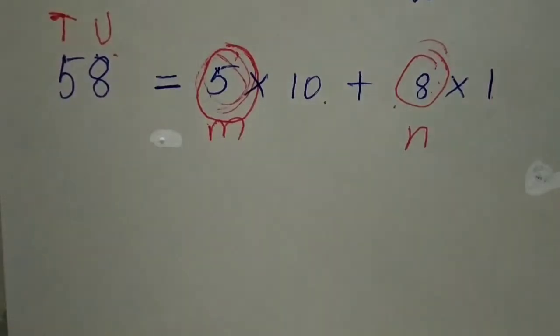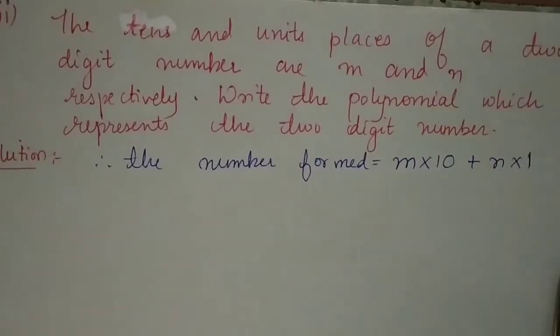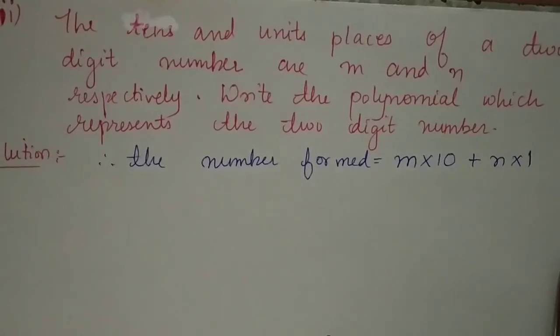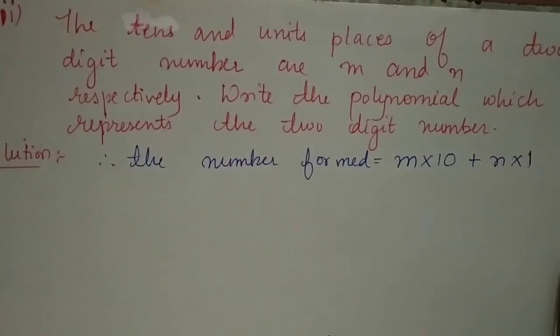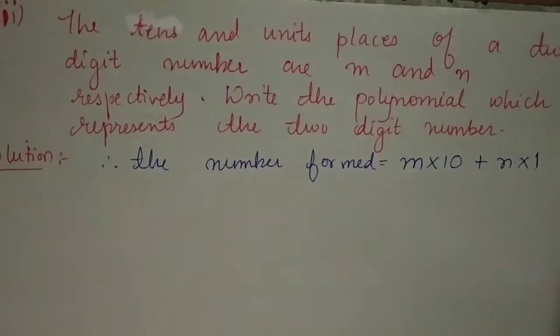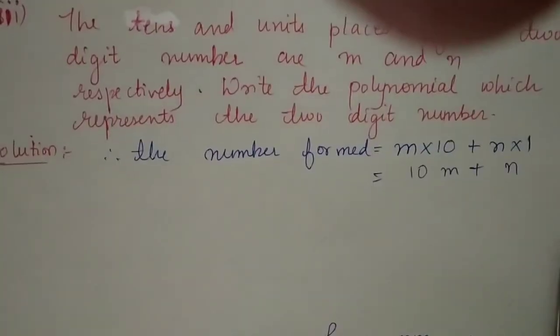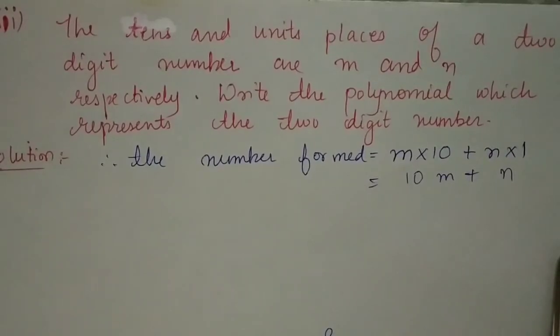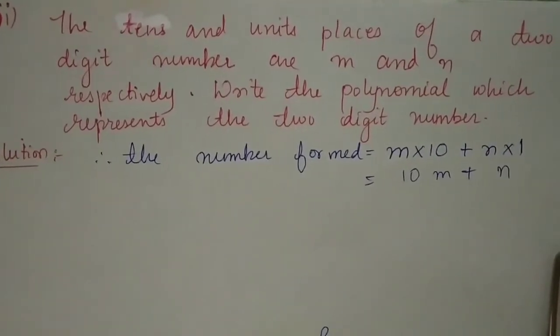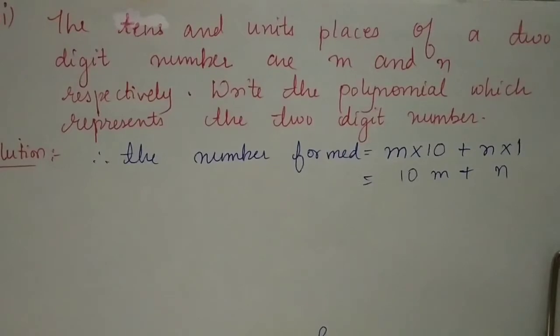And that's what we are going to write down. So let us write down m into 10 plus n into 1. This is how we write down the number formed, as m into 10 plus n into 1. We can further solve this. m into 10 will be 10m, plus n into 1 will be n. So that is what we'll write down: 10m plus n. Okay, so this is our equation. This is our polynomial.